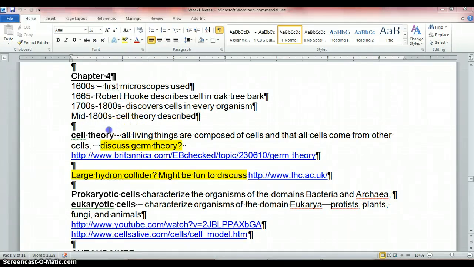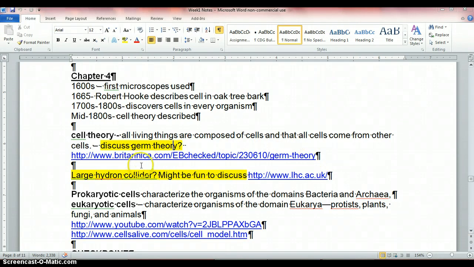So what is cell theory? Cell theory is that all living things are composed of cells and that all cells come from other cells. I'd love for you to look up germ theory because it's kind of a spin on this, but we're going to focus on cell theory. Remember, some things are weird, like viruses and other things that might be alive or not alive, but we're going to focus on cell theory. So if you've got cells, they showed up from other cells.